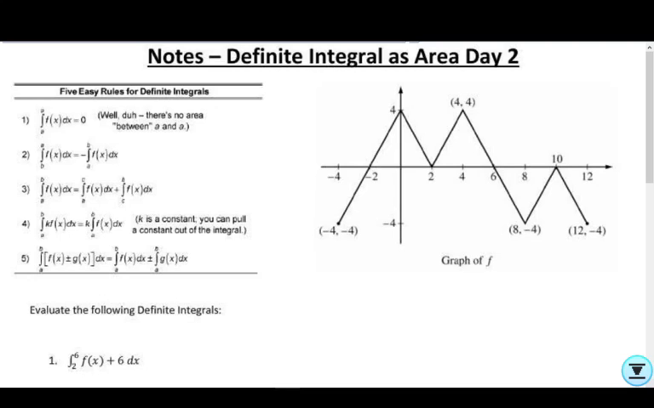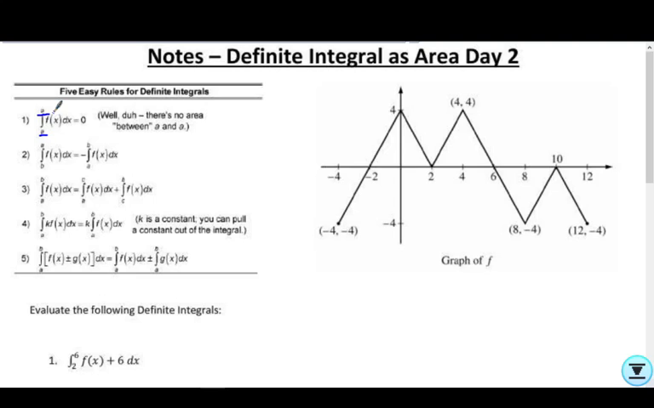Okay, so this is day 2. We'll be talking about definite integrals as area. These are the 5 rules that we're going to be talking about today. The first rule of definite integrals is if your upper and lower limit are the same in a definite integral, there's no area. It's automatically 0.